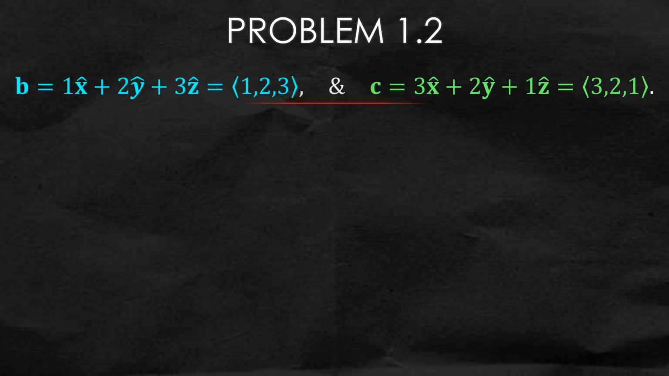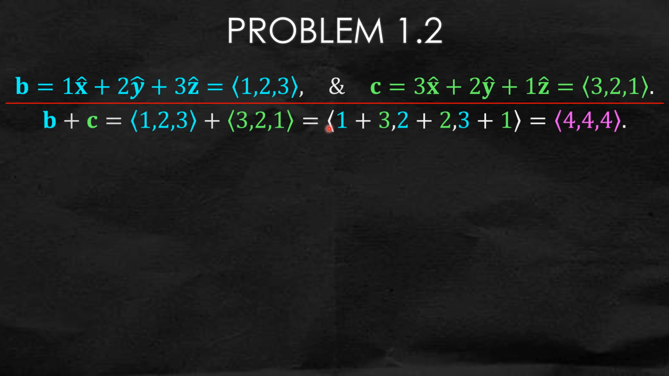Now that we've seen this kind of layout, we can speed run the next one. Since we're already in component form, we just write it out so we could see the unit vector form and bridge the gap between the two. 1x hat, 2y hat, 3z hat, 1, 2, 3. 3x hat, 2y hat, 1z hat, 3, 2, 1. So let's get their sum and differences chugged out.